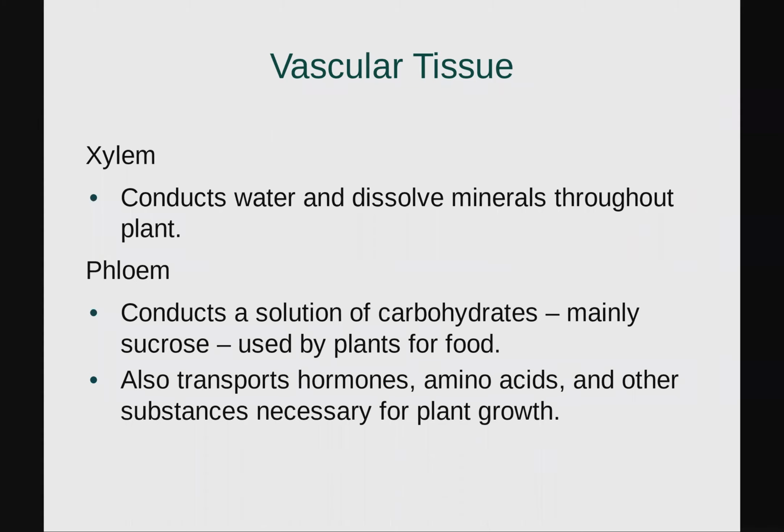So the xylem conducts water and dissolved minerals throughout. Typically speaking, the xylem pulls things from the roots up to the shoots. And then we have the phloem, which conducts a solution of carbohydrates, commonly sucrose, but also other things such as hormones, amino acids, and other substances for plant growth, typically from the shoots down to the roots, but also through other parts of the body. So if you don't remember these technical definitions, xylem goes up, bringing stuff from the roots to the shoots, and phloem goes down, bringing stuff from the shoots down to the roots.